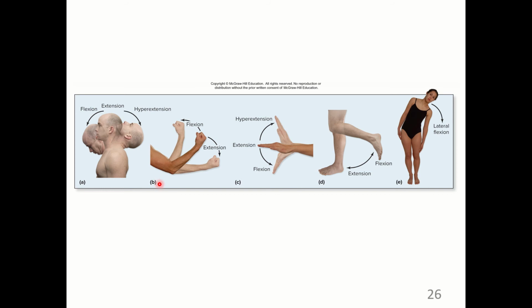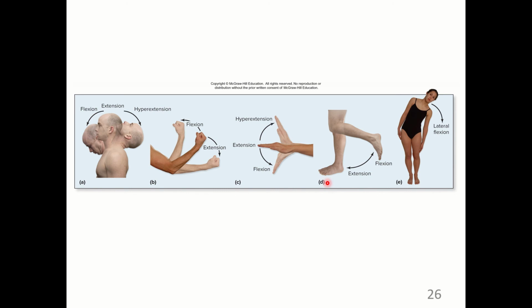Figure B shows flexion and extension of the elbow. So in elbow flexion, you're bringing the forearm towards the upper arm. And in extension, you're taking the forearm away from the upper arm. And then pointing your fingers straight forward is extension. And then pointing your fingers towards the sky is hyperextension.